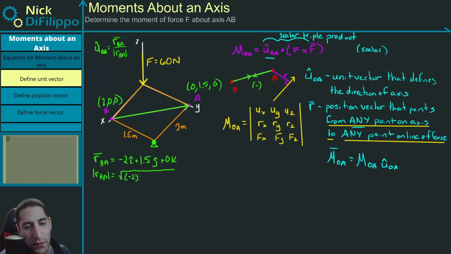Okay, so now the magnitude of this, RBA, is going to be equal to the square root of minus 2 squared plus 1.5 squared. And let me do that on the calculator. So I have the square root of minus 2 squared plus 1.5 squared. This gives me a value of 2.5.